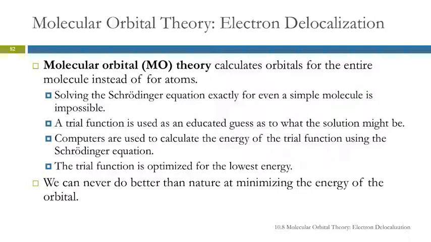And then, okay, well, let's try this different trial function. Oh, that made the energy lower. Okay, so we'll go in that direction. It takes a long time. But they optimize for the lowest energy. And this is all something that nature is excellent at, and we're just trying to figure out what nature's doing. But nature has the minimum energy for those orbitals all figured out. And we're just trying to figure out what it's doing.